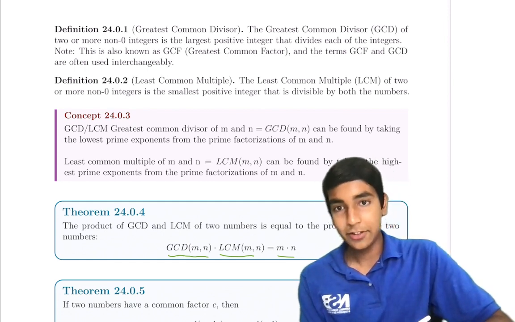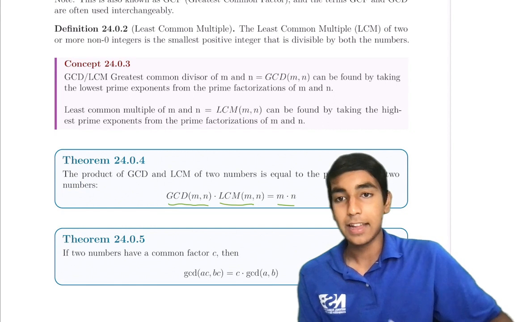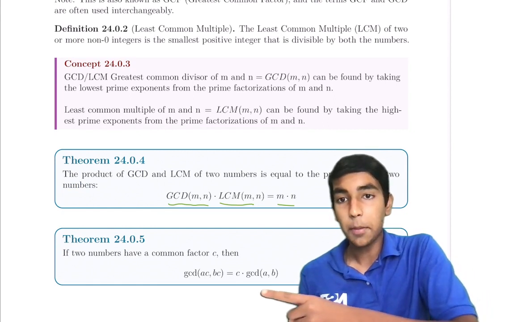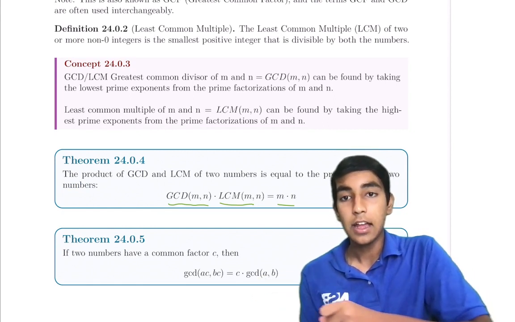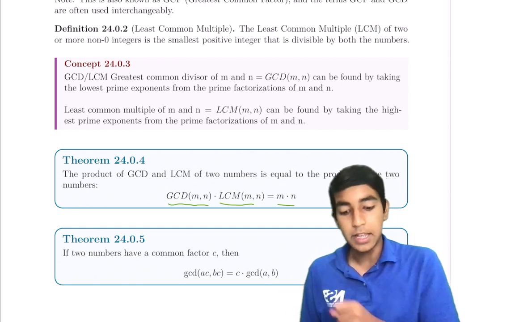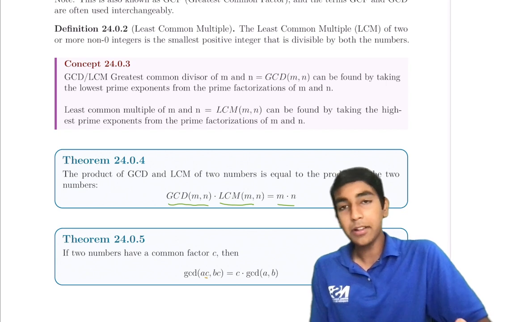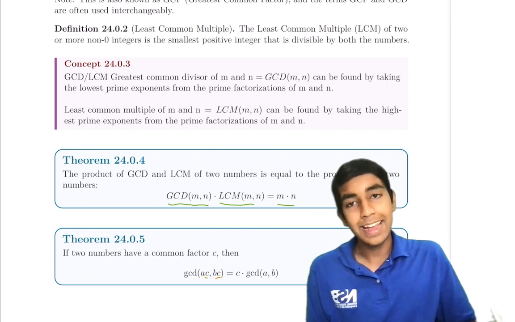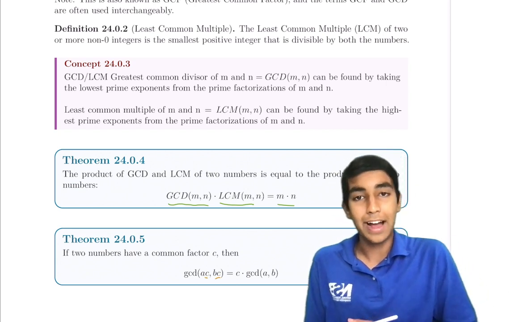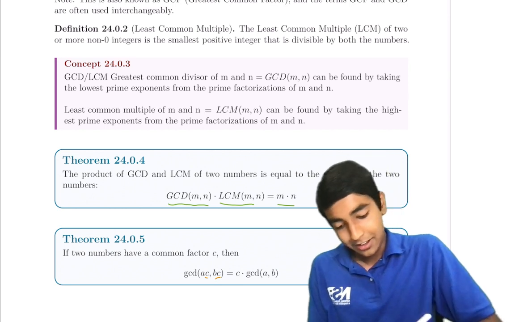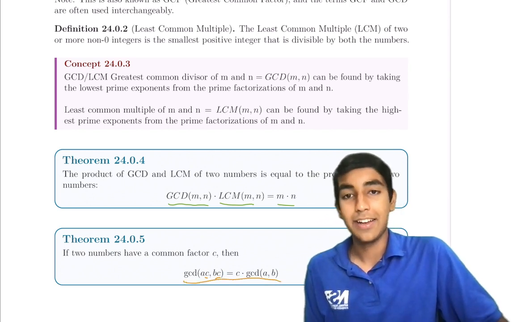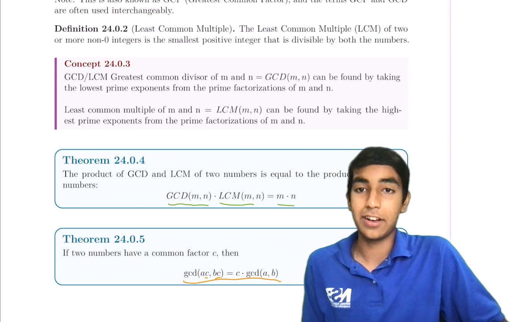So we have another interesting identity over here. This identity states that the GCD of numbers AC and BC is just C times the GCD of A and B. And this intuitively makes sense because C is a common factor between both AC and BC, so it will be a factor of the GCD as well. So this is a very powerful identity. We're going to be using it quite often in this video.